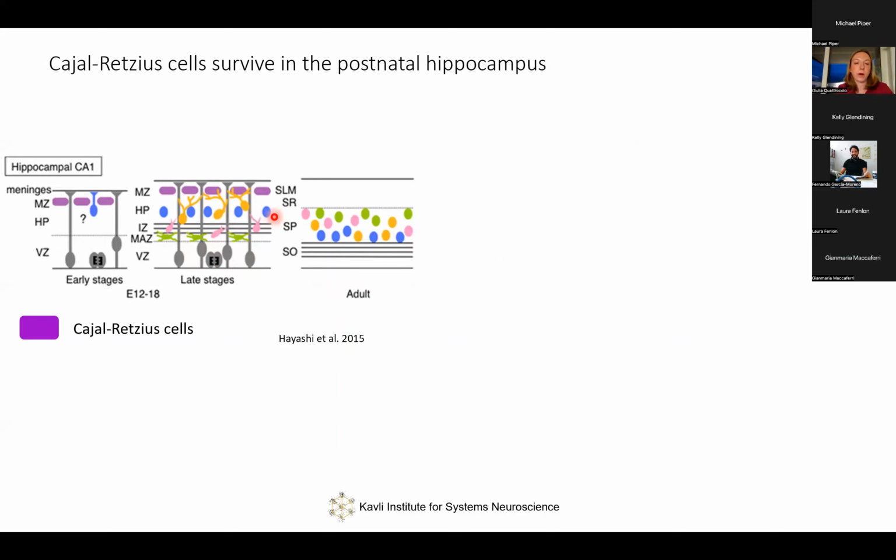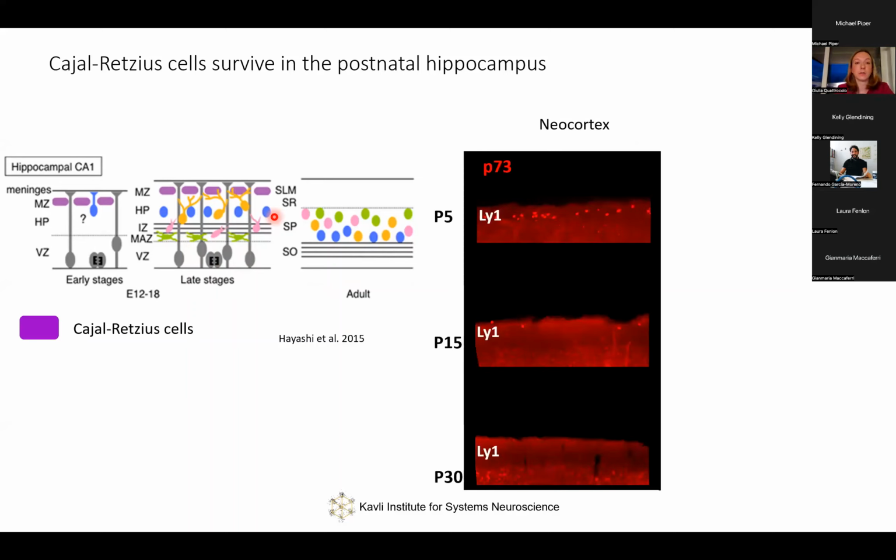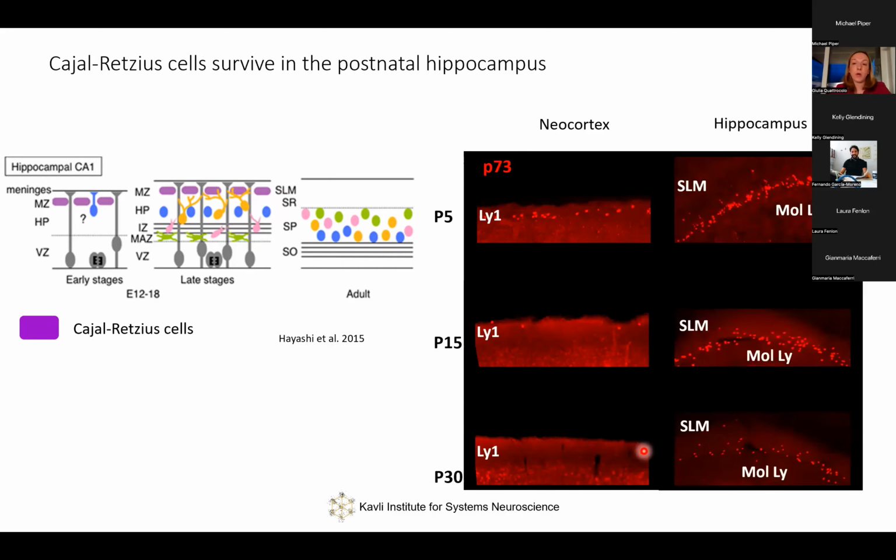However, very little is known about these cells in postnatal development. And this is also probably due to the fact that most of the studies that look at circuit development are actually done in neocortex. And in the neocortex, Cajal-Retzius cells die soon after birth. Here is a staining for P73, which is a marker of Cajal-Retzius cells. And I hope you can appreciate that by P15, the number of cells is drastically reduced, and by P30, they are pretty much gone. But this is not the case at all in the hippocampus, where the density of Cajal-Retzius cells is still quite high for several months after birth.